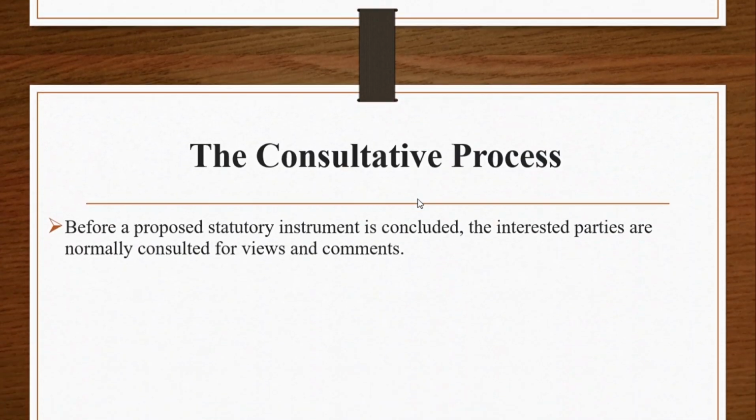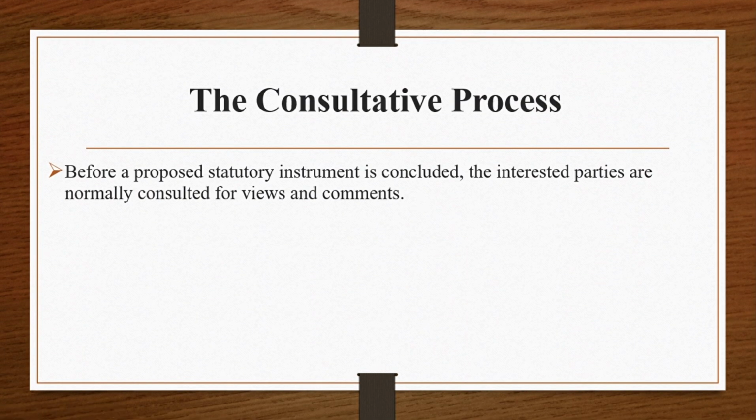Then the second mechanism that we have is the consultative process. It comes from the word consulting. So here, before a proposed statutory instrument is concluded, we say the statutory instrument, these are laws that are made by ministers mainly, the ministers that are in charge of government departments. So before a proposed statutory instrument is concluded, the interested parties are normally consulted for views and comments.